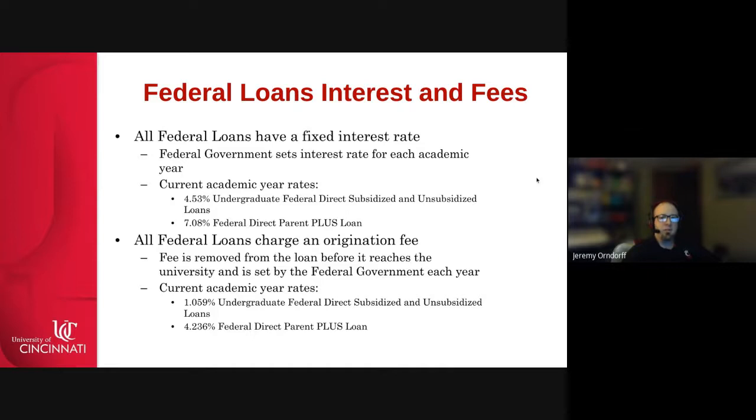The other thing to be aware of is there are loan origination fees. Again, this is the amount that it currently is. For undergraduate students, it's 1.059%. For Parent PLUS loans, it's 4.236%. And that is taken out of the loan before it gets to the university. Most university websites, when you get award notices, will talk about this. But if you took out a $2,000 loan as a student, again, if this is the current year's amount, not next year's, we don't know what that is yet, it would be 1.059% less than the amount you accept. We can hit the next slide, Sarah.